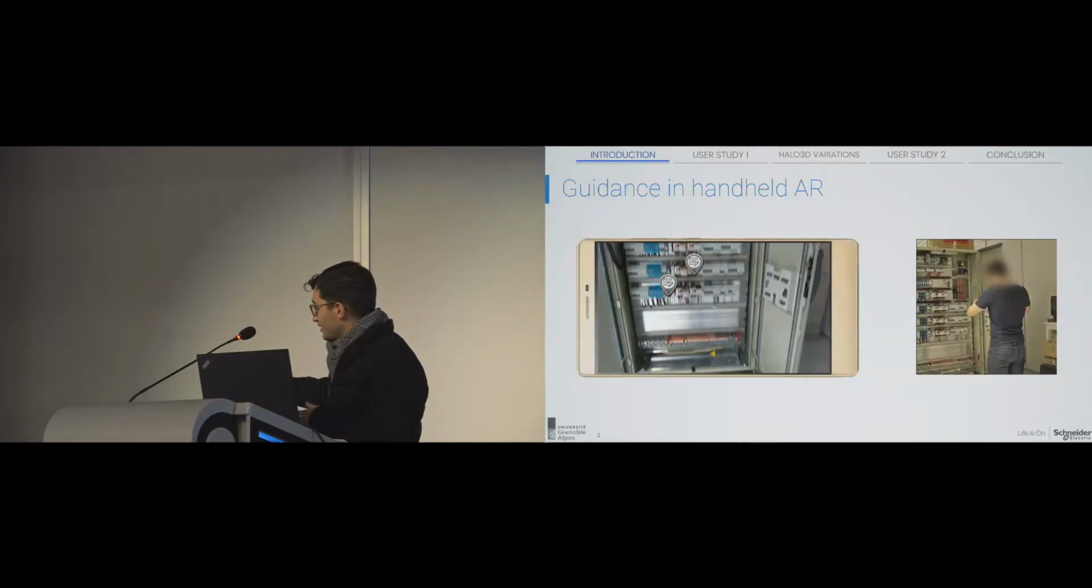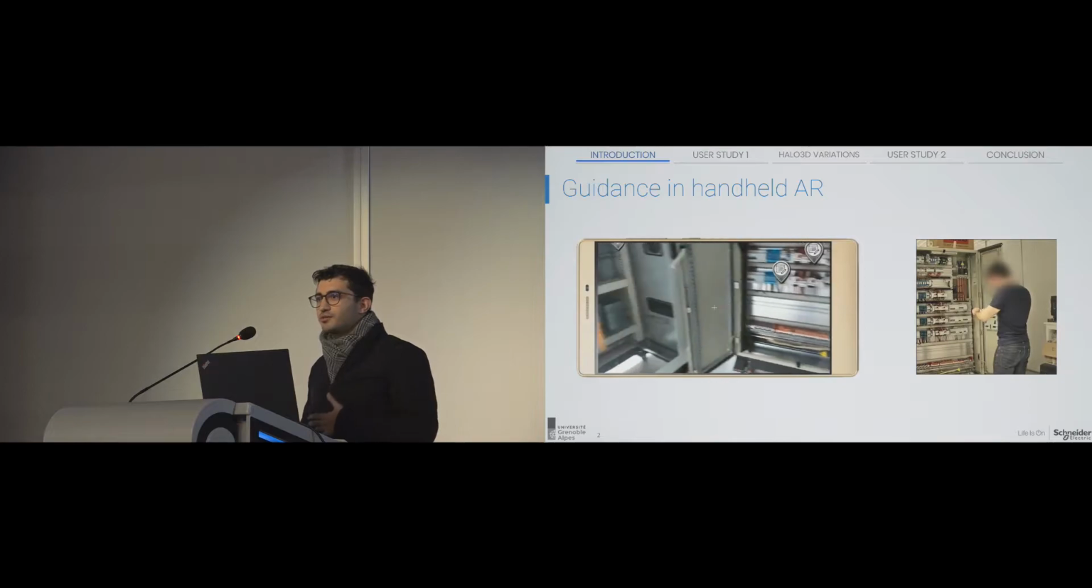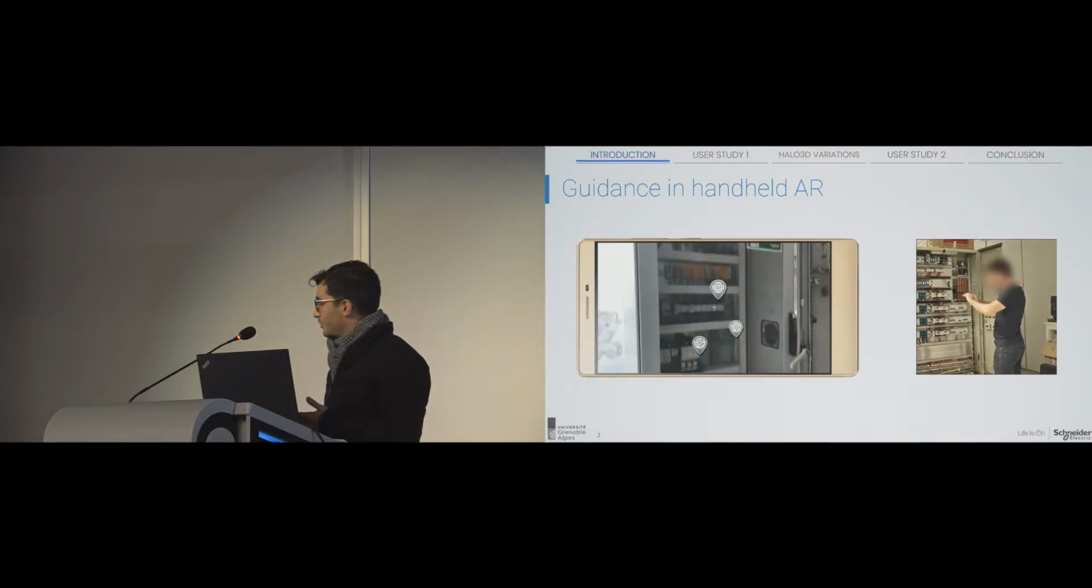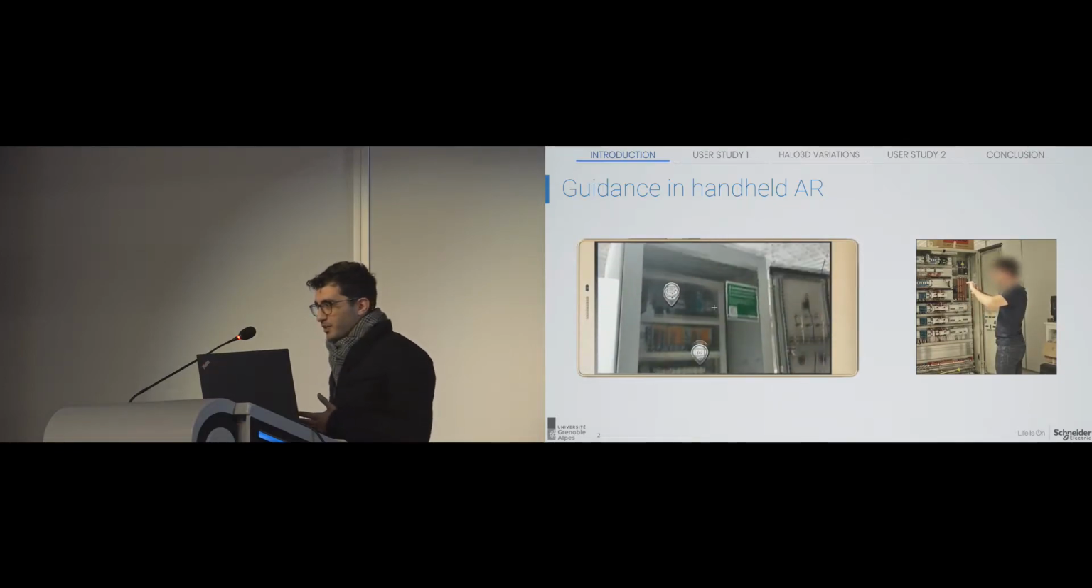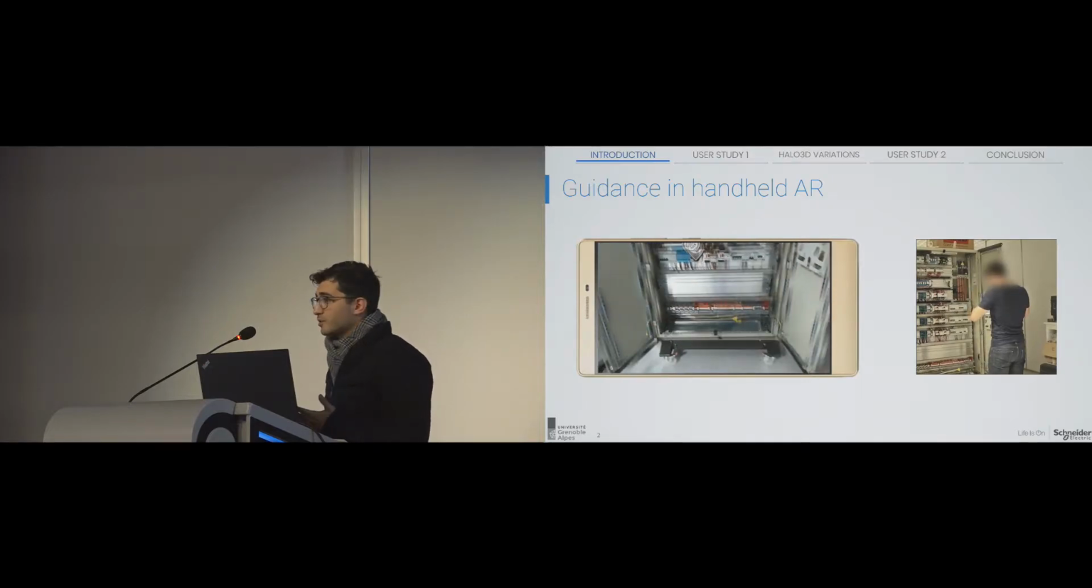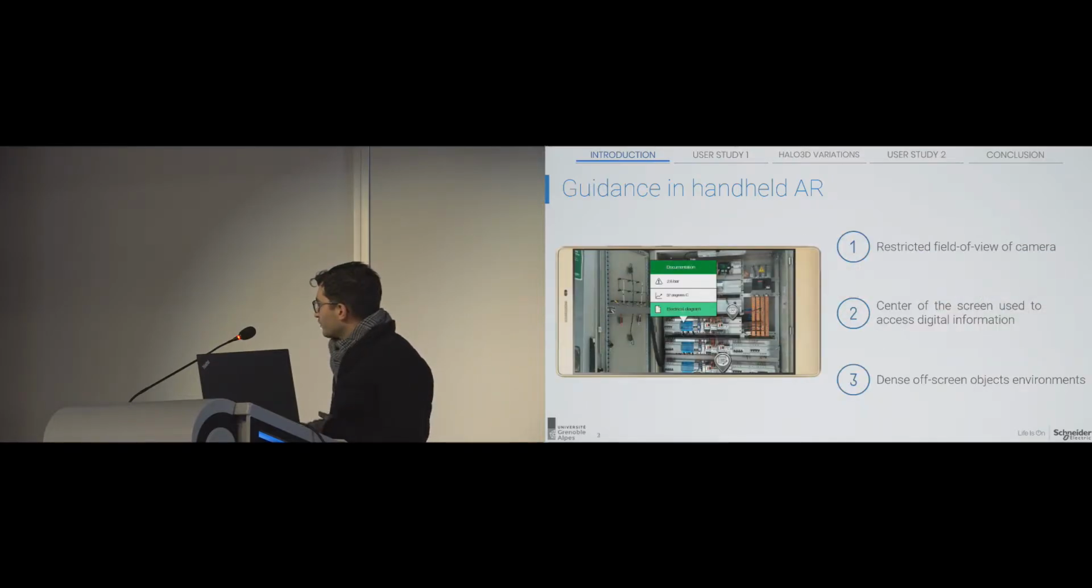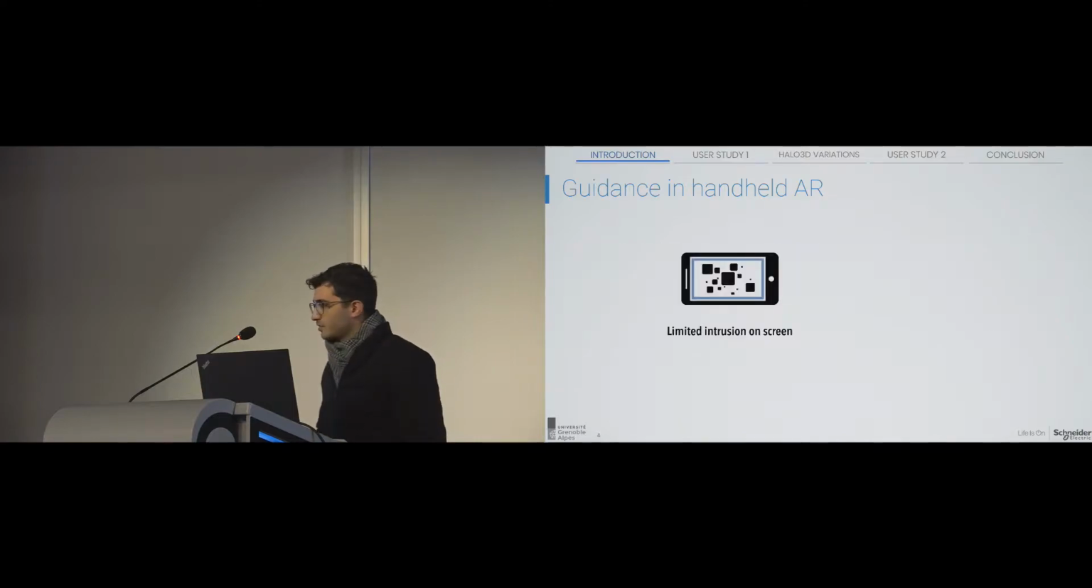Okay, so this is what a user looks like when trying to look for digital objects in his environment. He has no guidance information on screen and no knowledge about the off-screen environment. Because of the restricted field of view of the camera, he has to turn around the spot to explore his environment. And if we include guidance information on screen, it must be on the edges of the screen, because the center is used to access this digital information that we call the points of interest. And finally, there may be a lot of off-screen objects that correspond to the user interest.